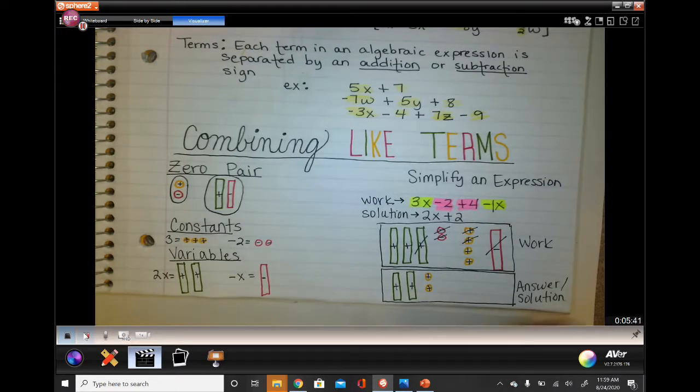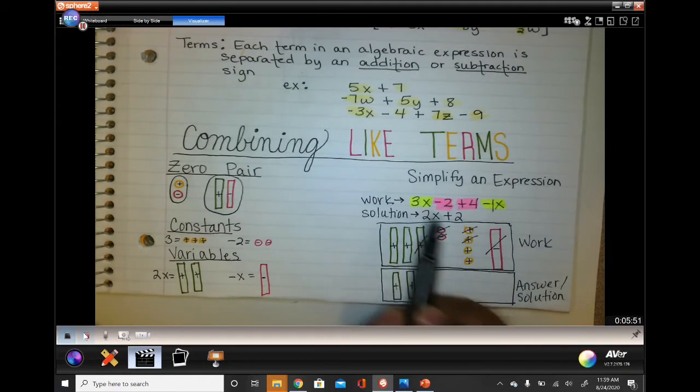So basically combining like terms is showing that we can put pieces together that are alike. If the 2 pieces are not alike, for example, one is a letter and one is not, or they're not the same letter, if they are not alike, you cannot add them together.